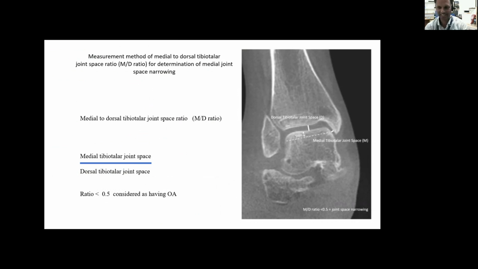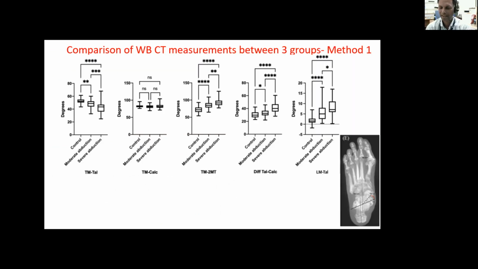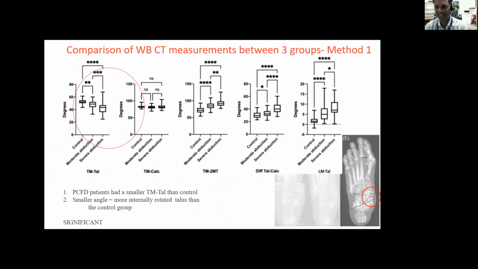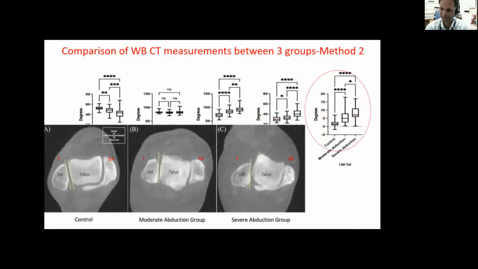They also looked for degenerative changes within the medial malleolus. But the key measure was this transmalleolar talus axis, and what they found was a statistically significant decrease in that angle in patients with PCFD. So that talus is rotated even in moderate abduction patients. And when you look at the other angle, the angle subtended by the medial border of the lateral malleolus and the lateral border of the talus, they found a statistically significant increase between control and moderate and severe. Again, proving that the talus is internally rotated, and probably very early on and underappreciated.